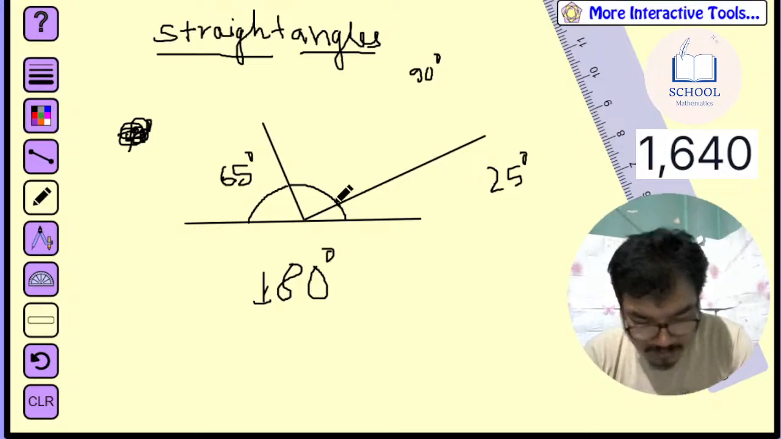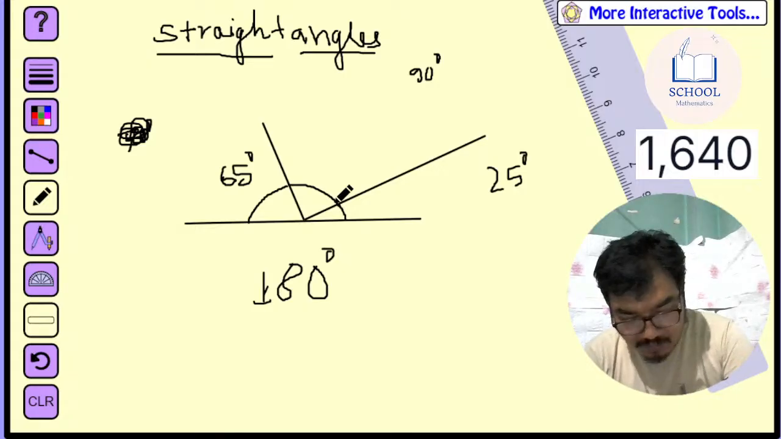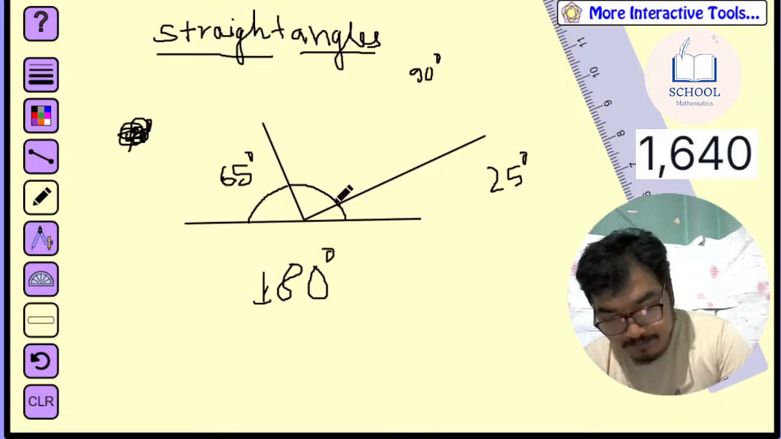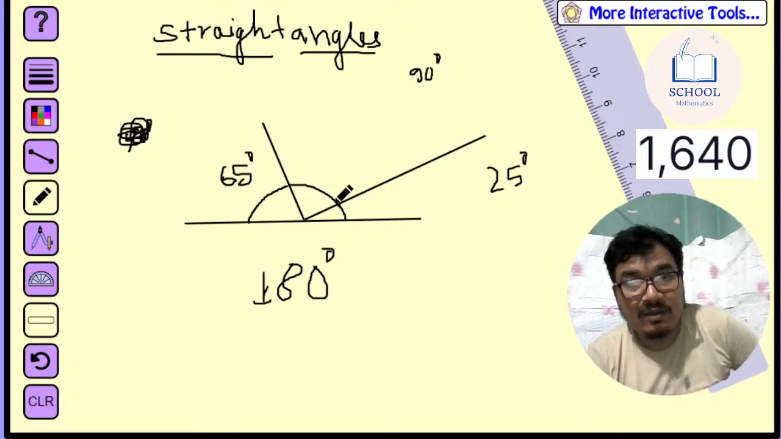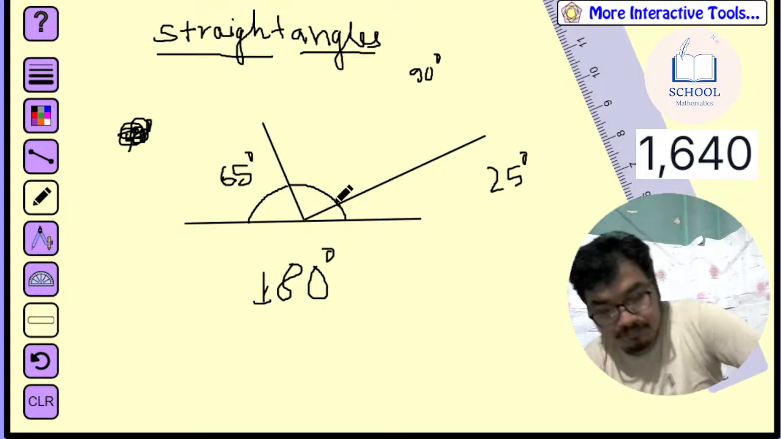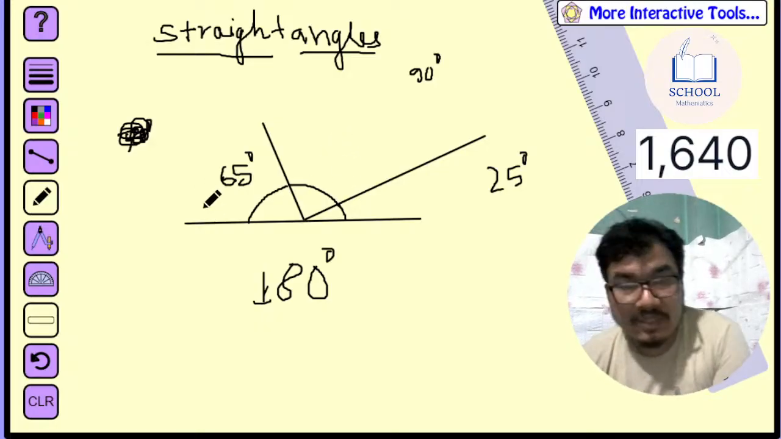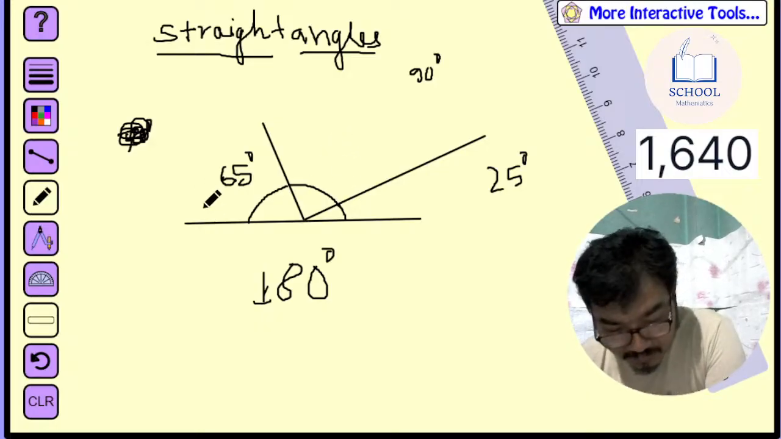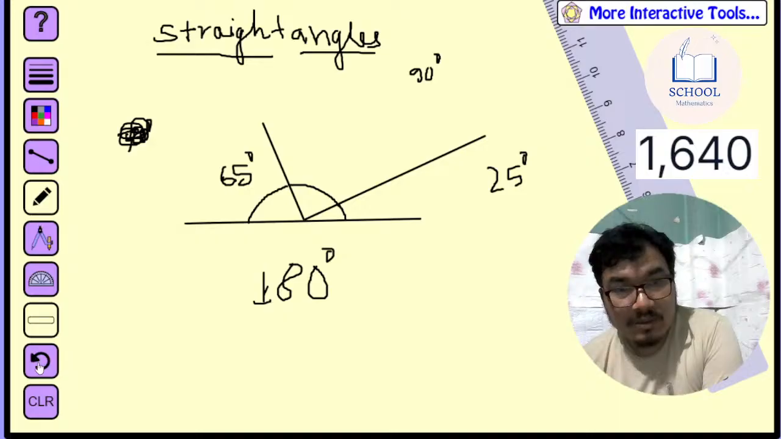Okay, right, like this we'll find the sum of the angles formed on a straight line. Okay, here is the case of straight angle. And this is also another type of pair of angles. Okay, now I'm moving to the next one.